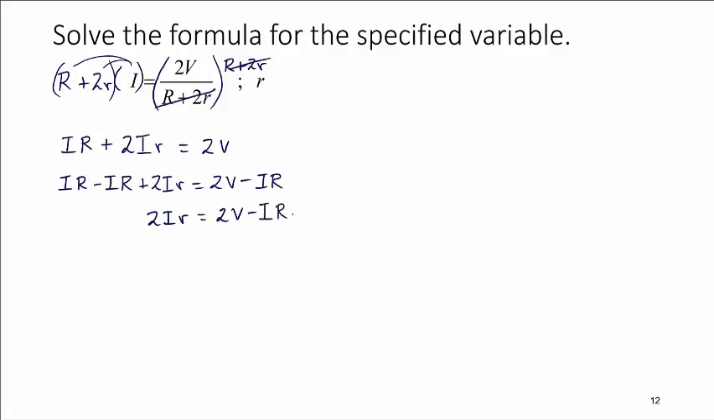Now I'm trying to get little r by itself, and I'm multiplying 2I times little r, right? So I'm going to divide both sides by 2I. So little r is equal to 2v minus I big R, divided by 2I. Once you multiply both sides by the LCD, then you're really just looking for how you can get that variable that you want by itself.